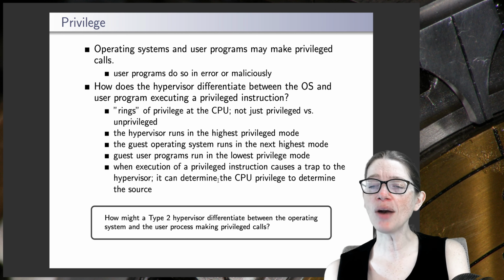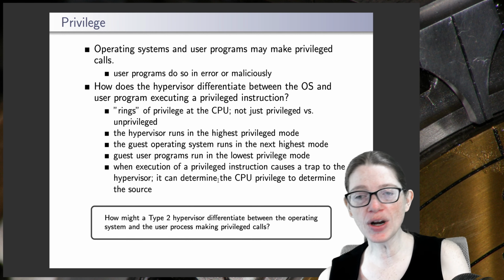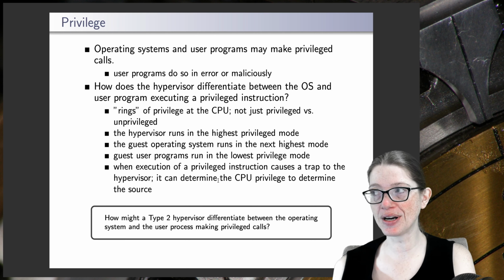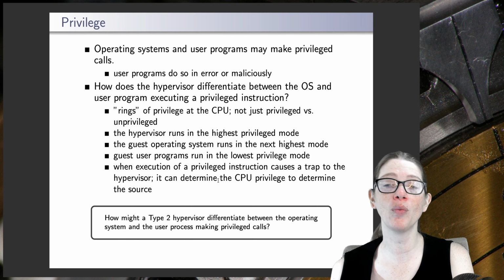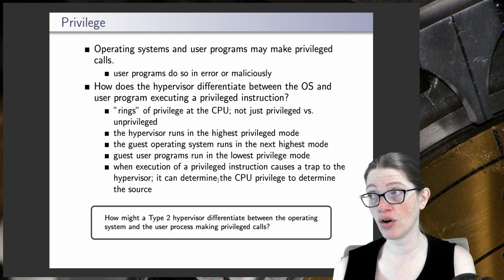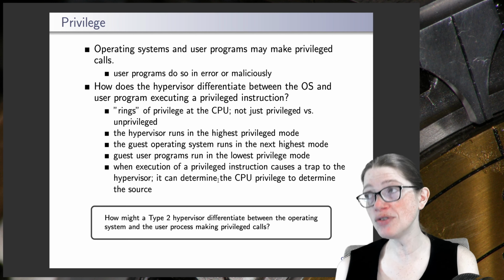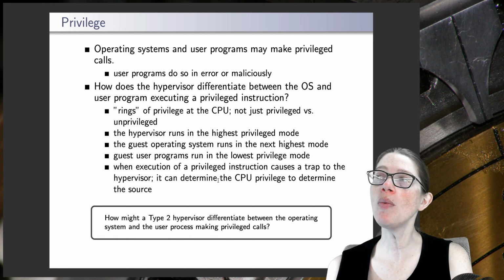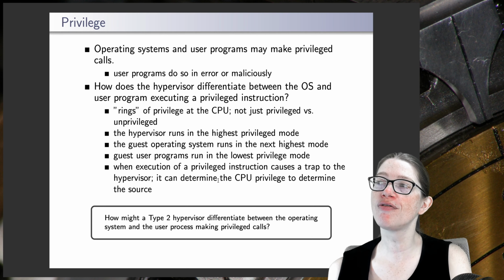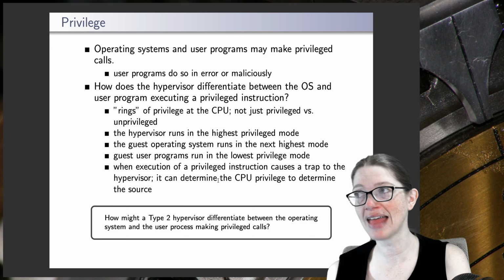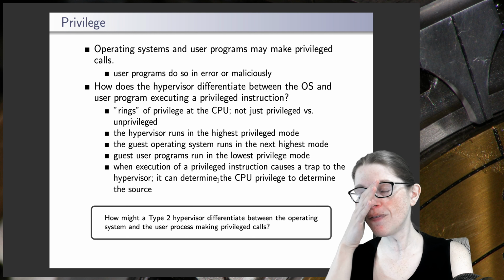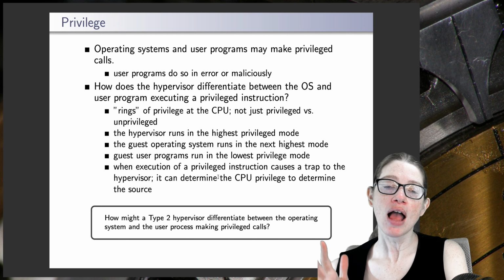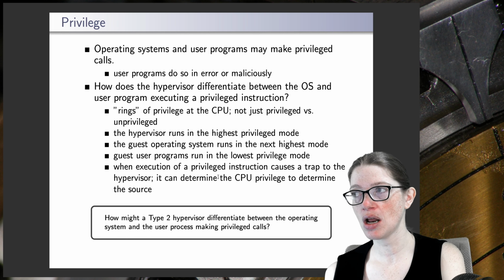So how do we handle privilege? Operating systems and user programs can both make privileged calls, but only an operating system should be allowed to do that. A user program would make a privileged call maliciously or in error. We have to make sure that if a user program is running, we are running in an unprivileged mode, and that we throw an appropriate exception to prevent the user program from actually executing that privileged call. And if you are running on a type 1 hypervisor, how do you differentiate?